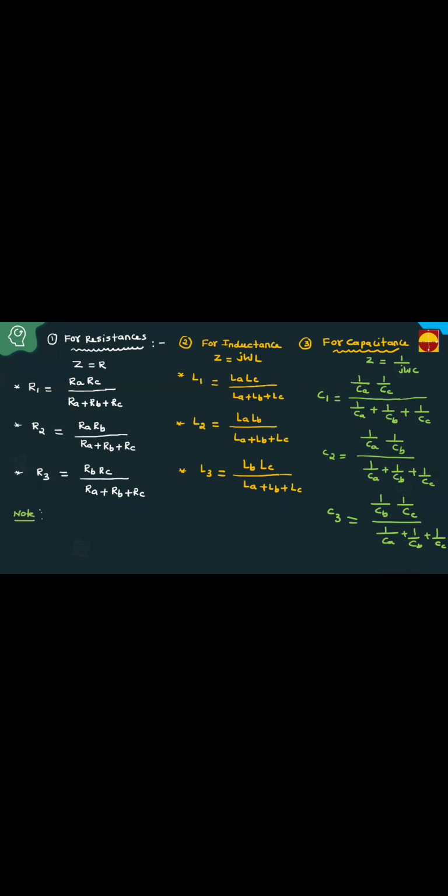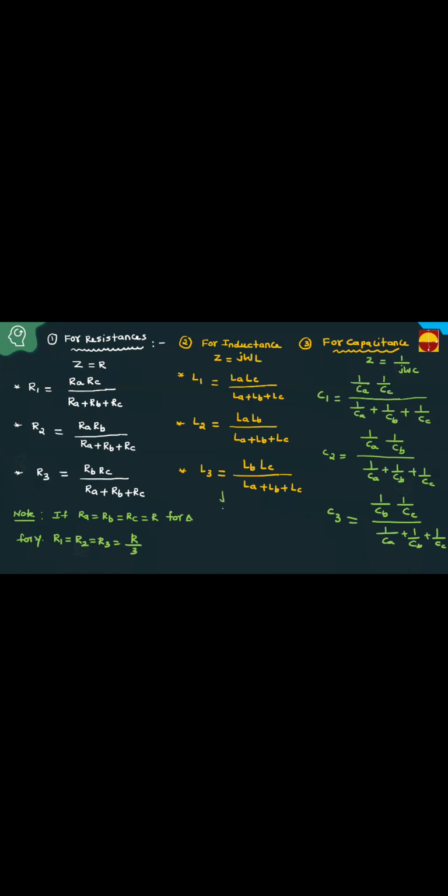If you take RA equal to RB equal to RC equal to R, that is, if all the resistances are equal in delta connection, then what are the resistances in star connection? For star, substitute: R squared by 3R, R cancels, that is R by 3.